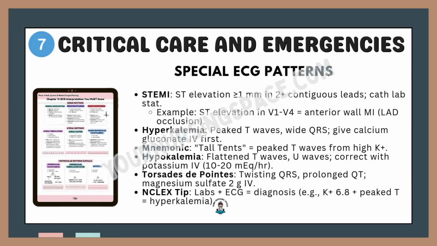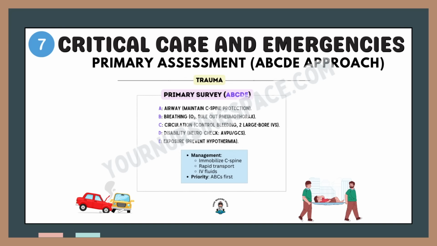And Torsades de Pointes, with its twisting QRS pattern from a prolonged QT, needs magnesium sulfate, 2 grams IV. These tie labs to ECGs, like a patient with muscle cramps, K plus 2.8, and U waves. Potassium's your fix. Okay, let's shift to the primary survey, our ABCDE lifeline in emergencies.